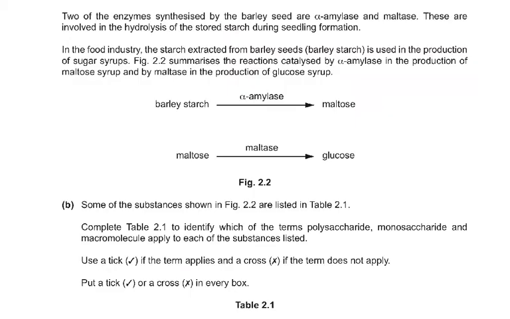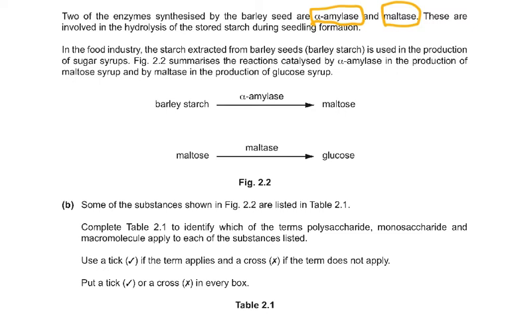Then we read on to the second part of the question. Two of the enzymes synthesized by the barley seed are alpha amylase and maltase. So they've given you two names of enzymes, and these are involved in the hydrolysis of the stored starch during seedling formation. So the seed contains these two enzymes, which would be required as the seed germinates and the seedling starts to form a little baby plant.